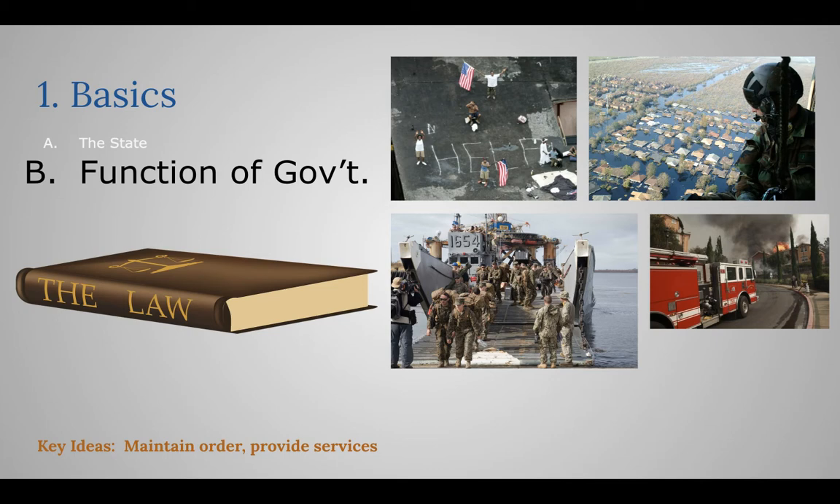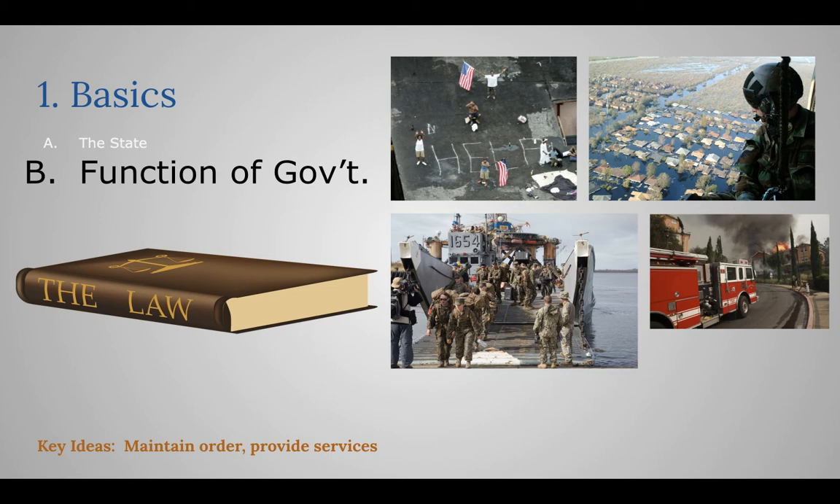A couple of functions of government, right? What does government do? First of all, we know government, kind of their main job, their function, what they're supposed to do is maintain order. They do this by things like creating and enforcing laws. All right. They also provide services. So think about this in terms of responding to national disasters.